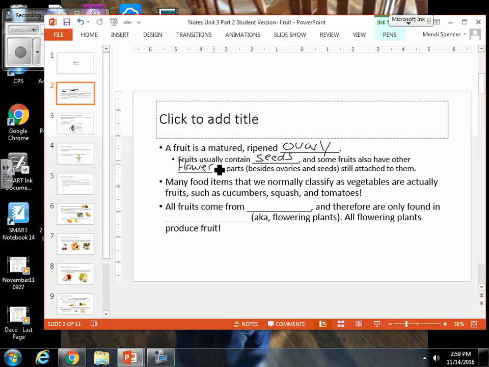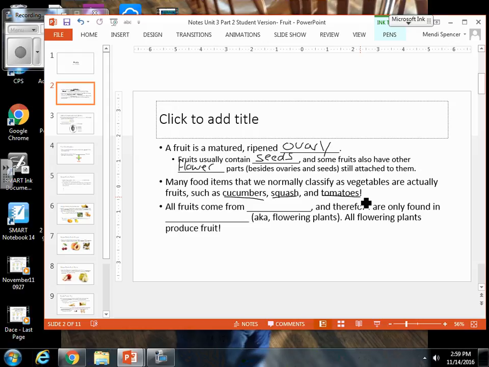Now, many of the food items that we normally think of as being vegetables, they're actually fruits when we think of them botanically. So cucumbers, they are a fruit. Squash, tomatoes. So any type of plant, any type of vegetable that has seeds on the inside, in the middle of it, that is actually a fruit because seeds are found on the inside of an ovary.